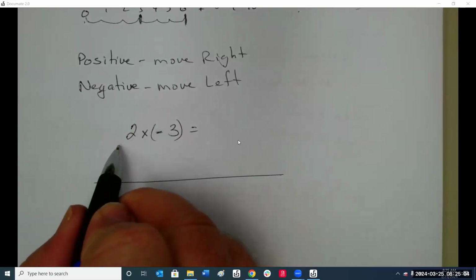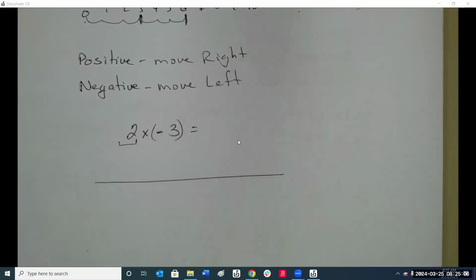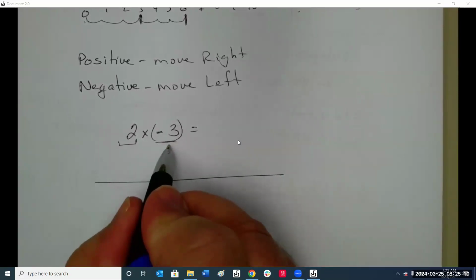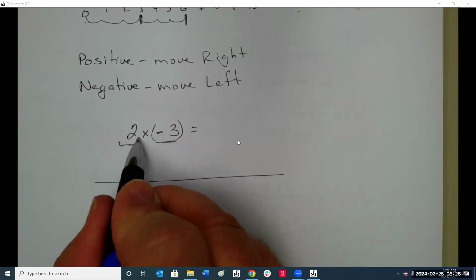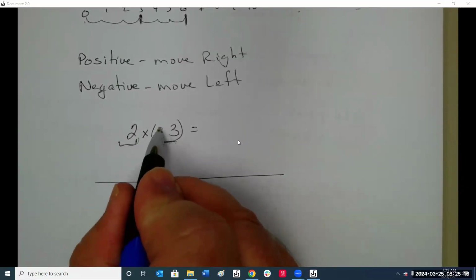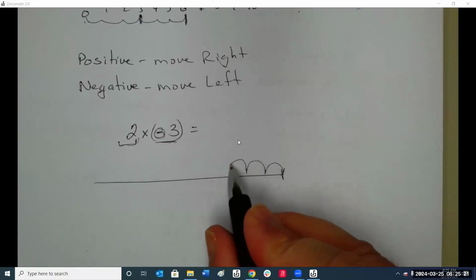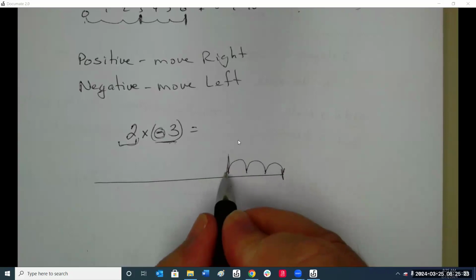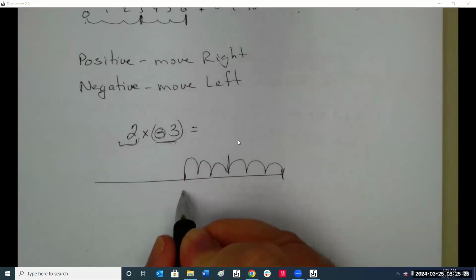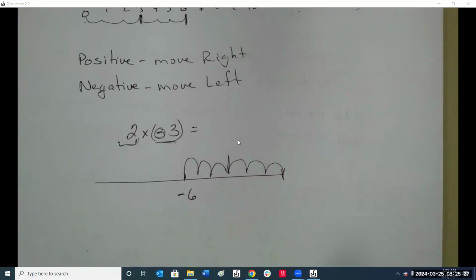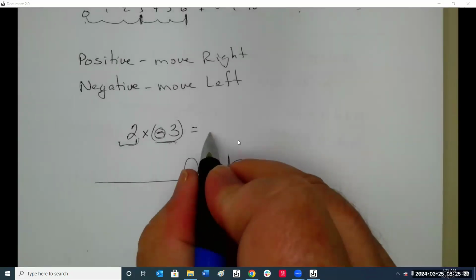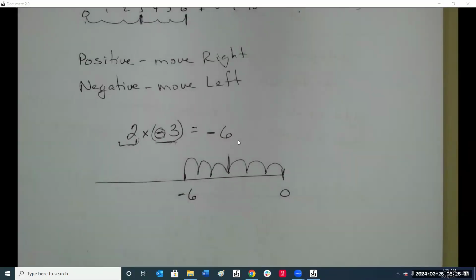What we can remember is that the first number tells us how many spaces we jump, and we jump this many spaces. So this one says we jump 2 sets of 3, but they're going in the left direction. 1, 2, 3. 1, 2, 3. And since we're to the left of 0, it equals -6.